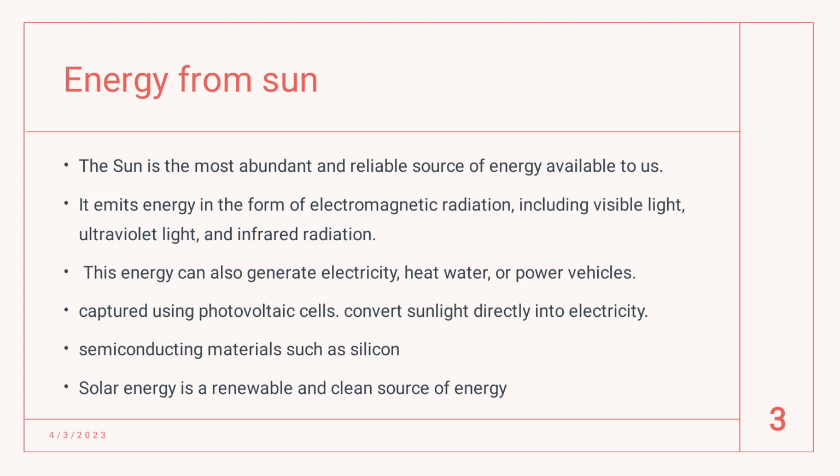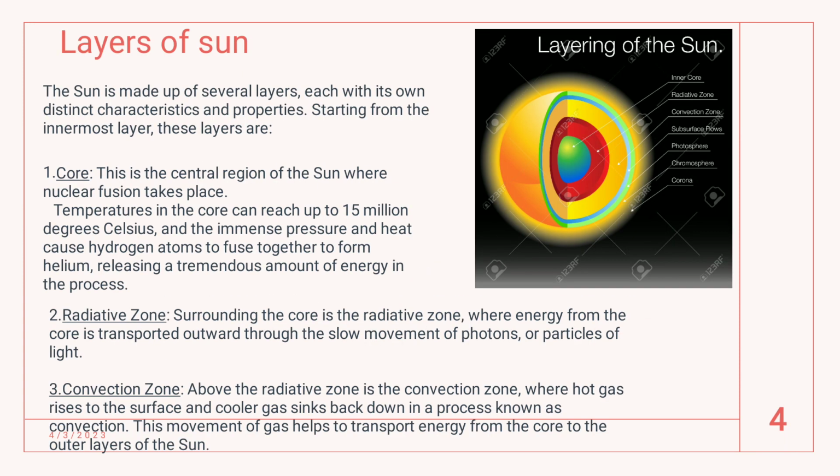The energy can be used to produce electricity, heat up water, and also power vehicles. It is captured by the photovoltaic cells, which convert the sunlight into electricity. The semiconductor material which is used is silicon. It is renewable, it is a clean source of energy.